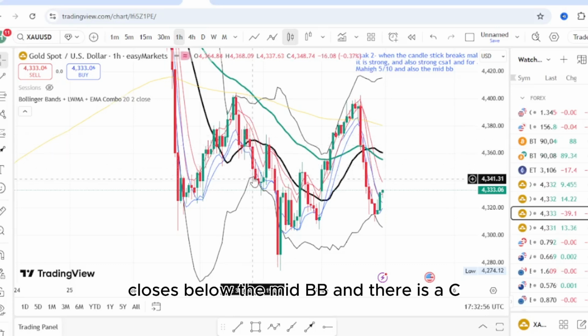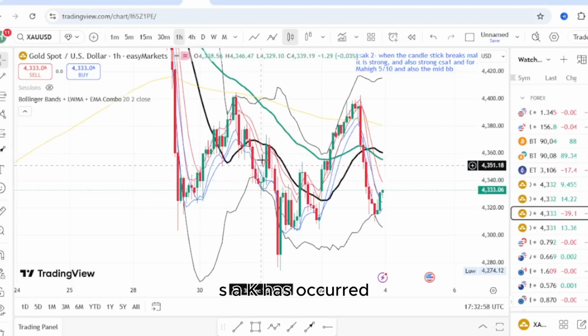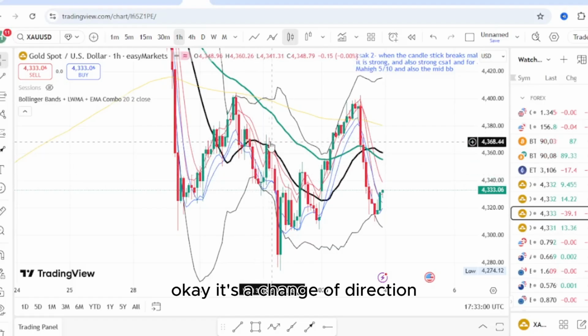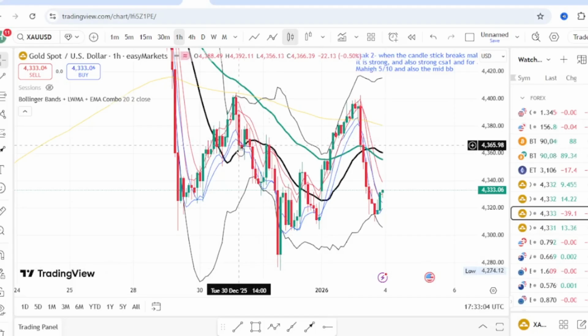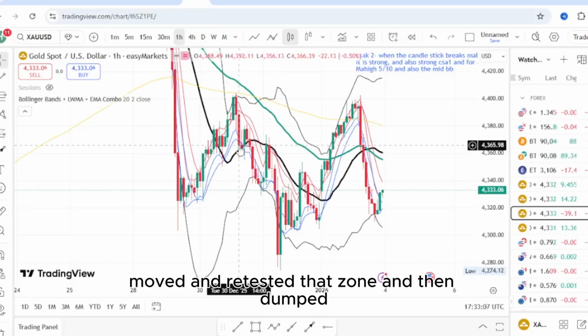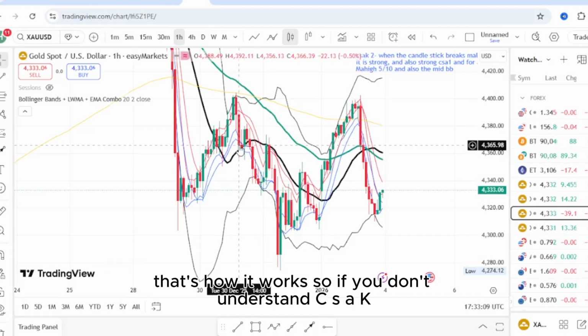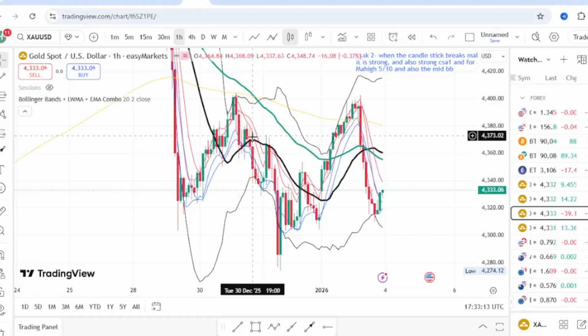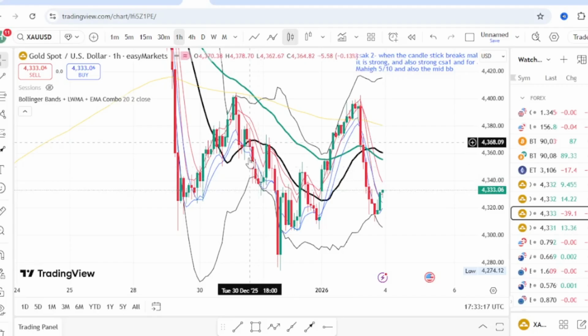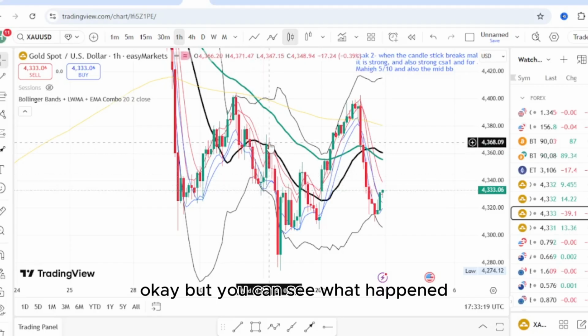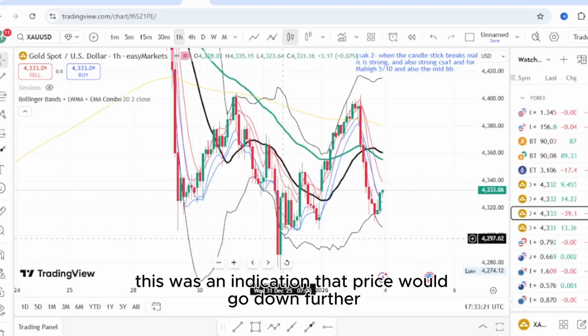As you can see, what happened? Price came down, moved and retested that zone, and then dumped. That's how it works. So if you don't understand CSAK, you will not be able to trade BBMA very well. But you can see what happened. This was an indication that price will go down further. So all you are going to look for is your re-entry. When price comes back, you enter, and then boom, sells.